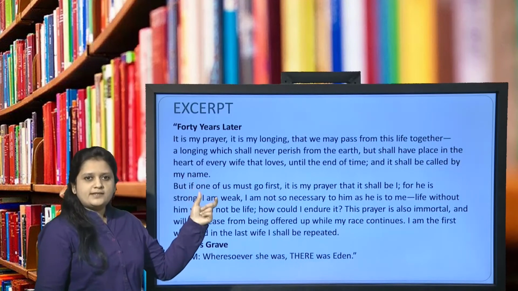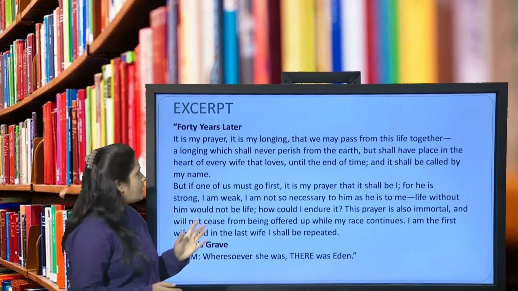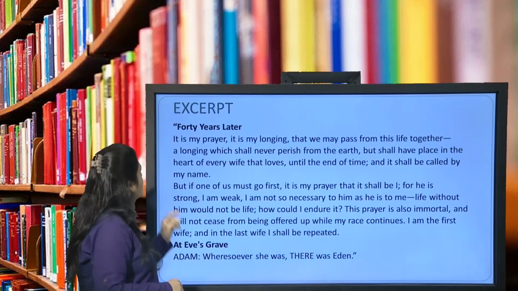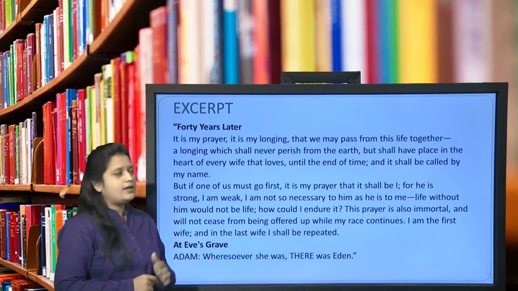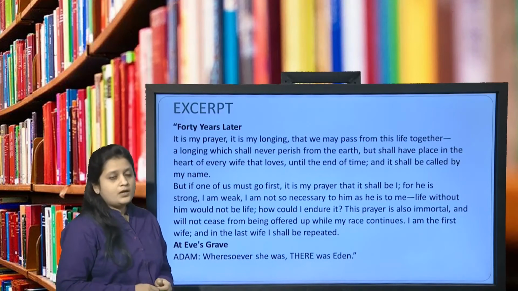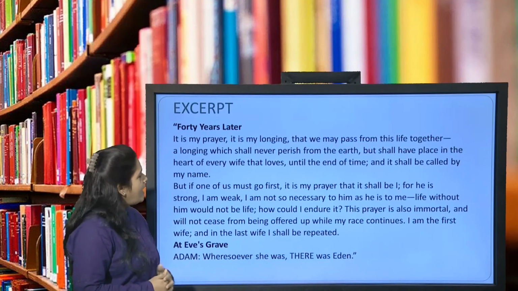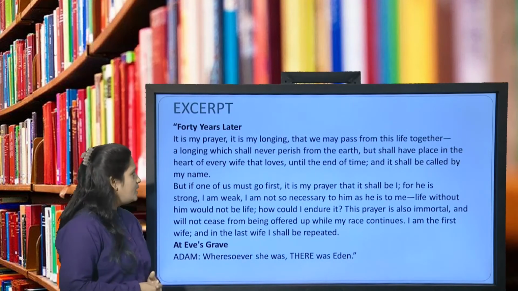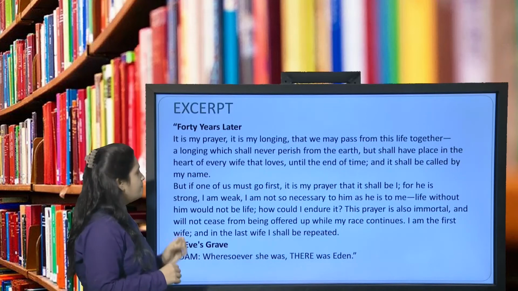As I said, 40 years later at Eve's grave, this is the last section and I would like to read it out to you. It's very simple and it is a prayer of Eve. So Eve has written this: "It is my prayer, it is my longing that we may pass from this life together. A longing which shall never perish from the earth, but shall have place in the heart of every wife that loves until the end of time, and it shall be called by my name."